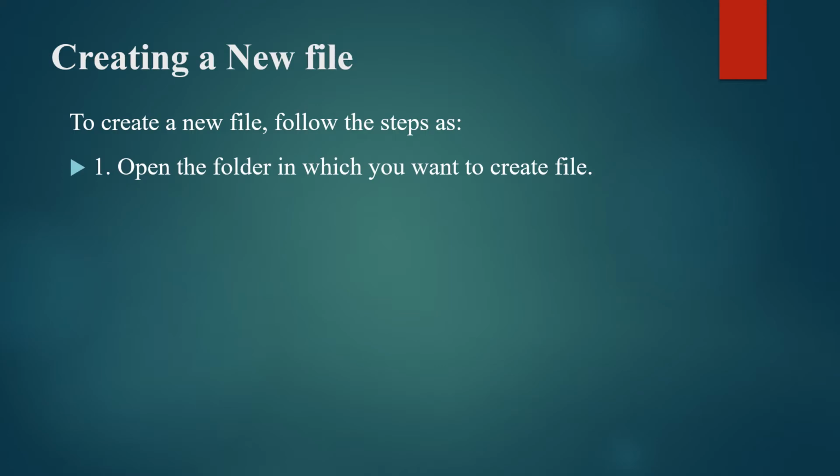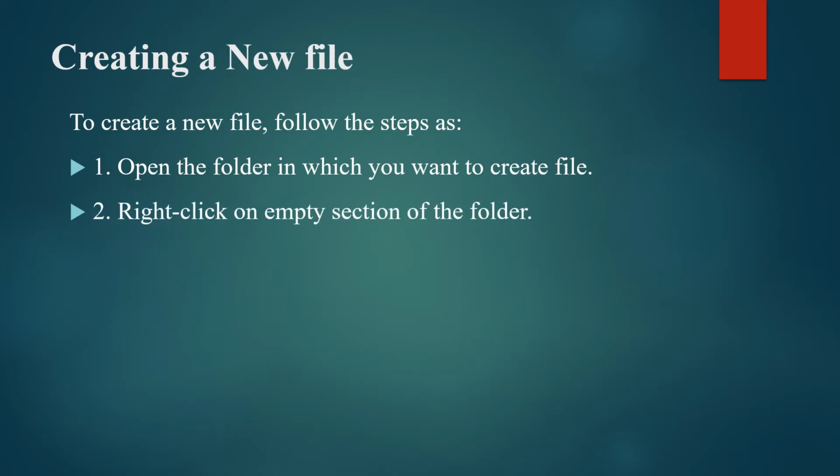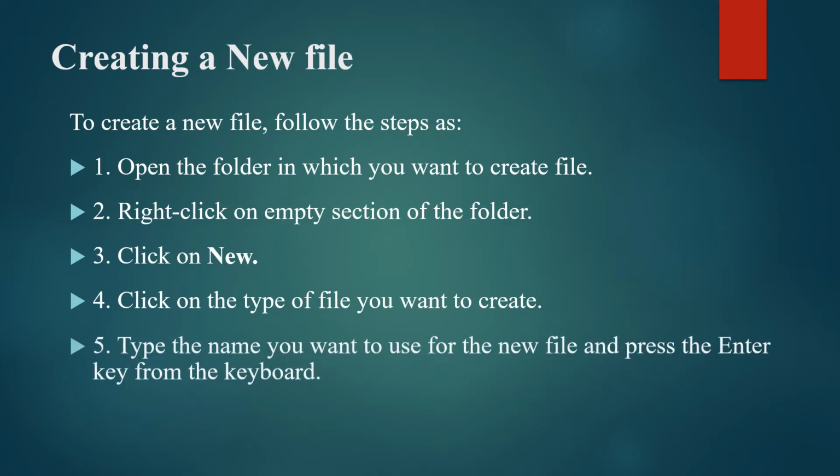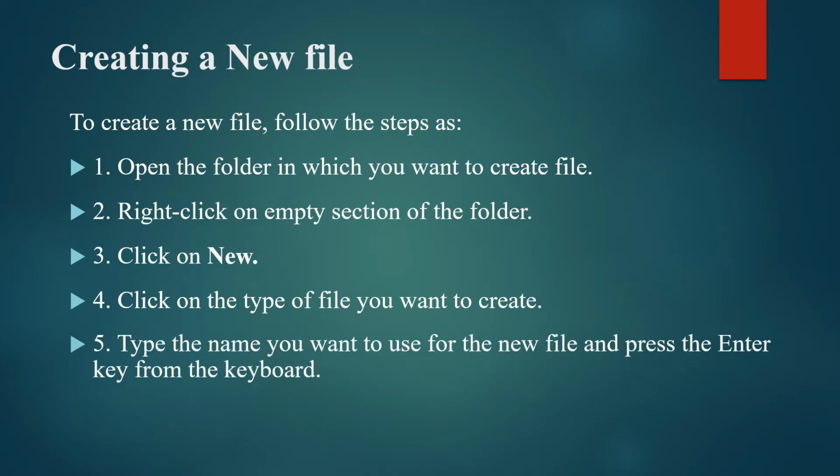Open the folder in which you want to create a file. Then you have to right click on the empty section of the folder. This I have already told you. Click on new and then click on the type of file you want to create. Suppose you want to create a Word document, then you will go to document. Type the name you want to use for the new file and then just press the enter key.